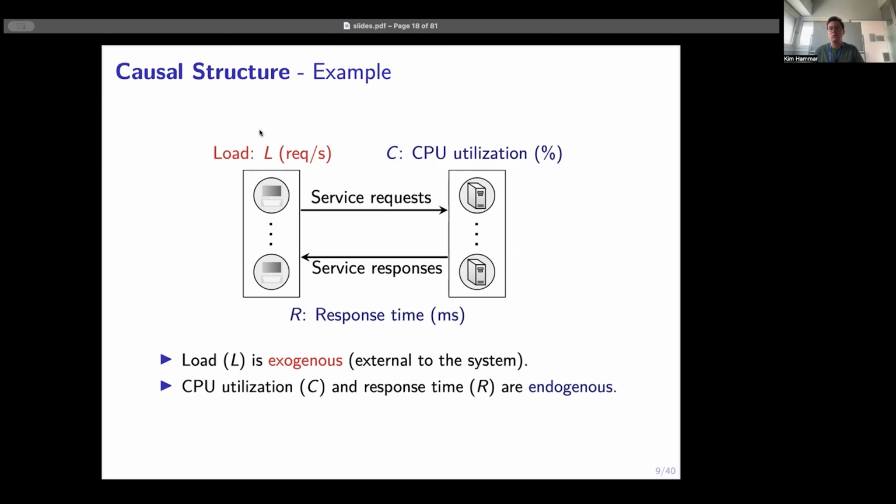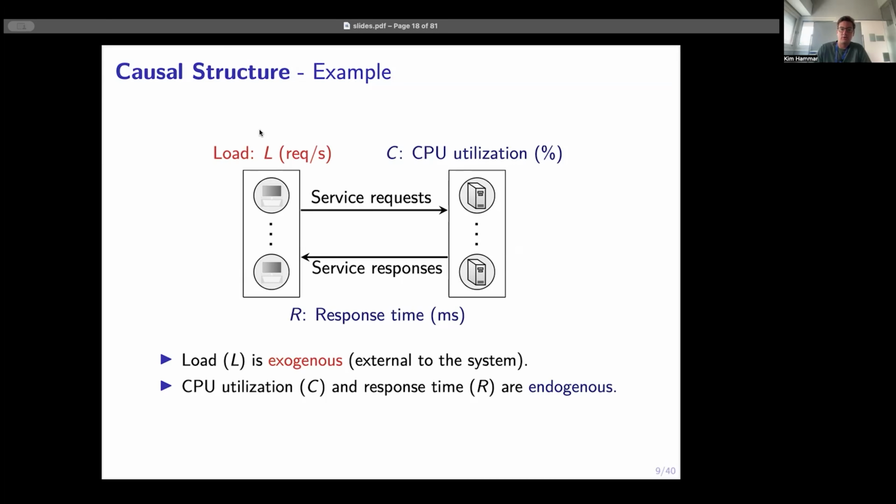So the load may be high some days and low other days. And we don't really care about what caused the load to be high. What we care about is that if the load is high or low, how does that affect the behavior of the system? So for that reason, we model the load as an exogenous variable and the variables that are directly related to the system behavior to be endogenous.